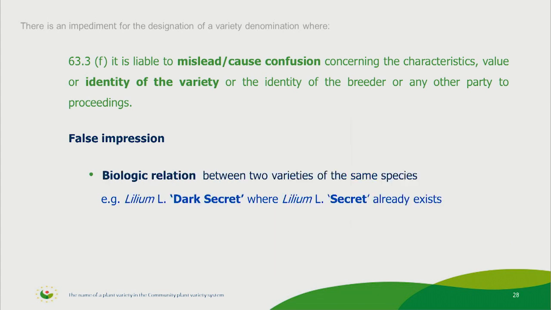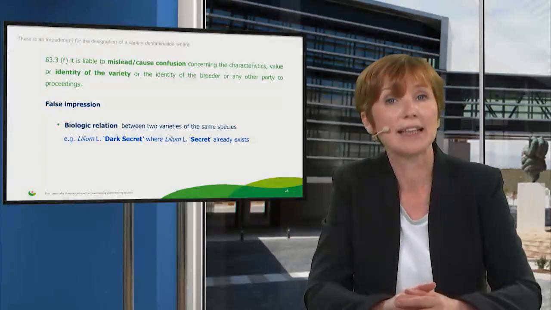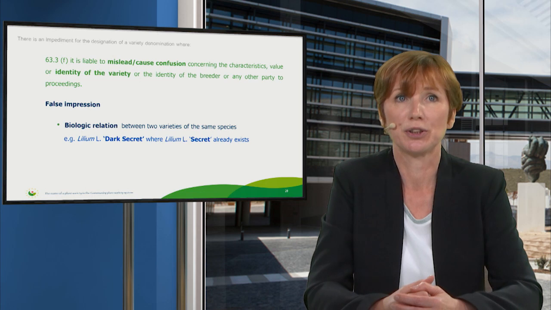A denomination can also be considered as misleading when it suggests that the variety has a biologic relation with another existing variety of the same species. This is the case, for instance, when a breeder proposes a variety denomination "dark secret" for his Lilium variety, but a variety of the same species, "secret", from another breeder already exists. By simply adding the word "dark" to the existing denomination, the breeder could be considered as taking an unfair profit of the existing variety denomination.